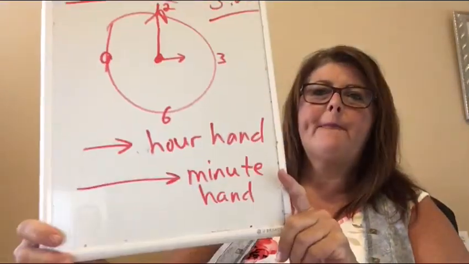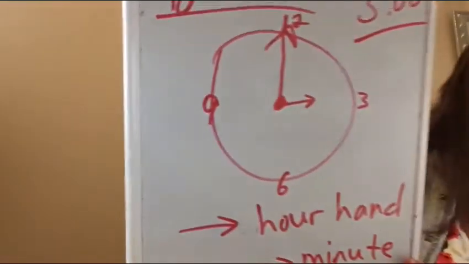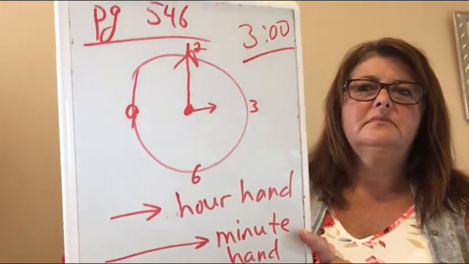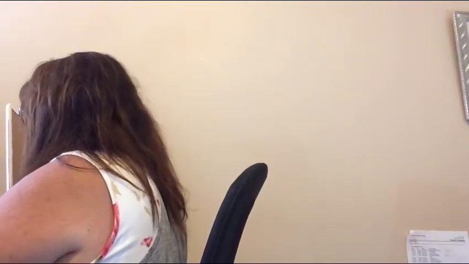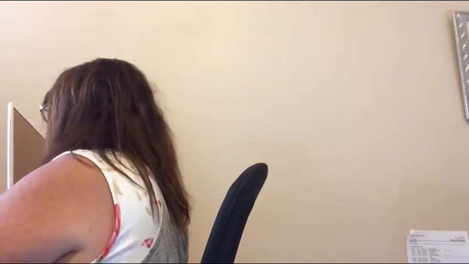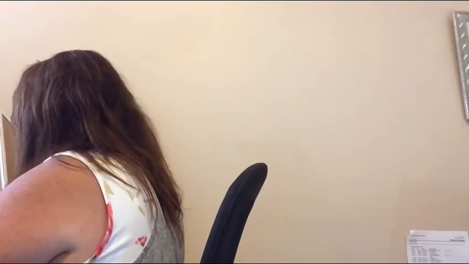So, this clock says 3 o'clock. This clock says 3 o'clock because we remember that the short hand is the hour hand and the long hand is the minute hand. If the long hand is on the 12, there are no minutes yet in the hour. It is exactly that hour. There are no minutes yet into the hour, and this short hand, the hour hand, is on the 3. So this clock reads 3 o'clock.